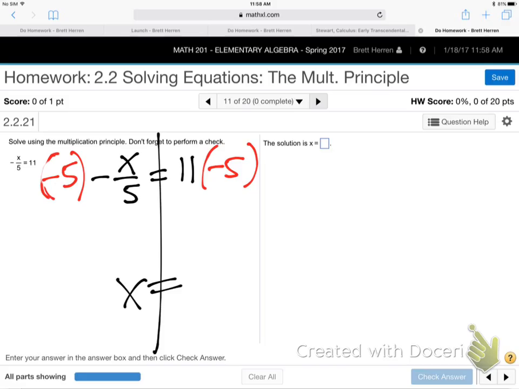Does that make sense? So again, whenever we multiply or divide, we use the very same sign. If it's negative, we use negative. If it's positive, we use positive. I mean what's next to x. Whatever's next to x, we use the very same sign when we multiply or divide.